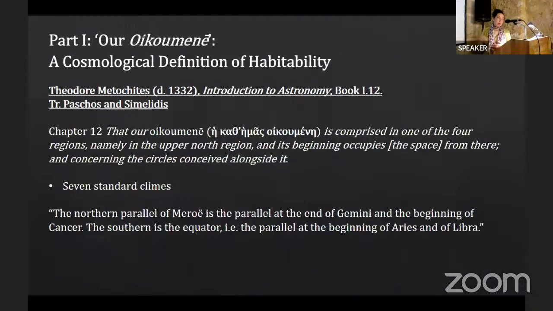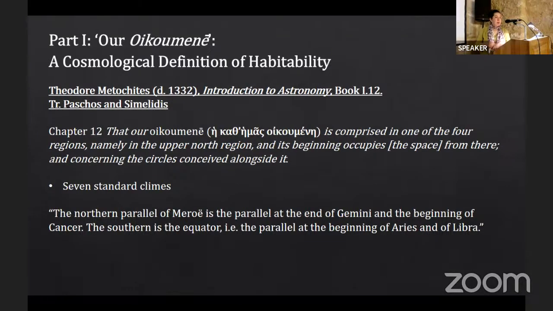And now we go to the third and final chapter. We already know a little bit about it. So here in this third geographical chapter from Metochites' introduction, chapter number 12, this is the longest of the 3. So in that one has as a goal to define our Oikoumenē as one of the 4 temperate regions which are located above the horizon and towards the north.